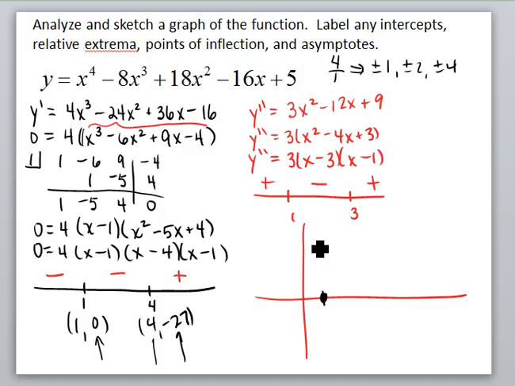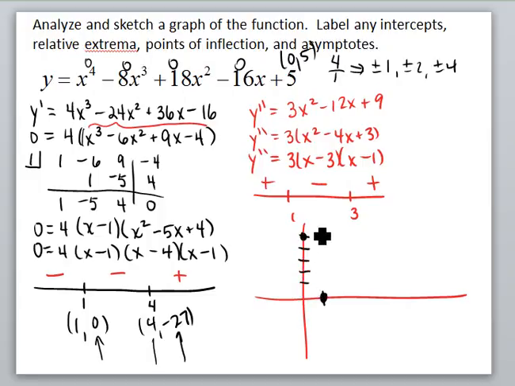I also can find my y-intercept because it's probably going to cross over here, by plugging in 0. So when I plug in 0, I get 0 all the way across and I get 5. So I know I have a y-intercept of 0, 5. So I'll plot that dot.